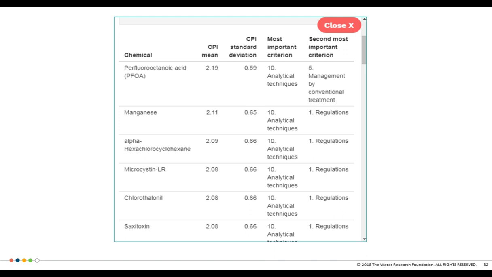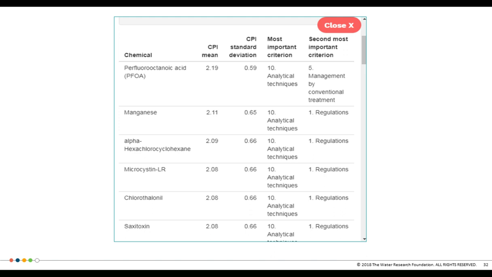Then at the end of that process, we would end up with these summary results, which would rank the chemicals in order of their mean CPI, which in this case stands for combined prioritization indicator. So they would be ranked in terms of their combined prioritization indicator. It also shows the standard deviation, so we get a sense of the level of certainty and whether or not adjacent chemicals really overlap with each other based on the implied uncertainty.